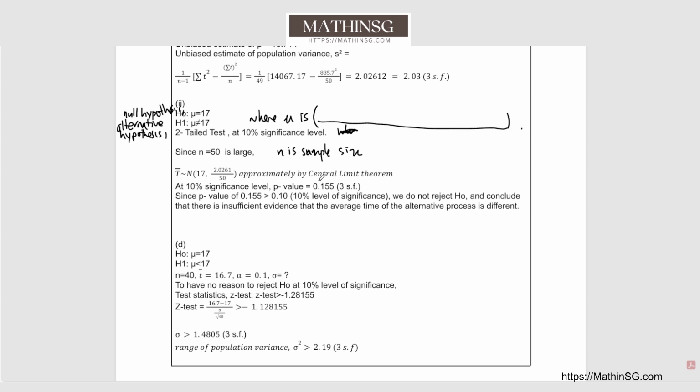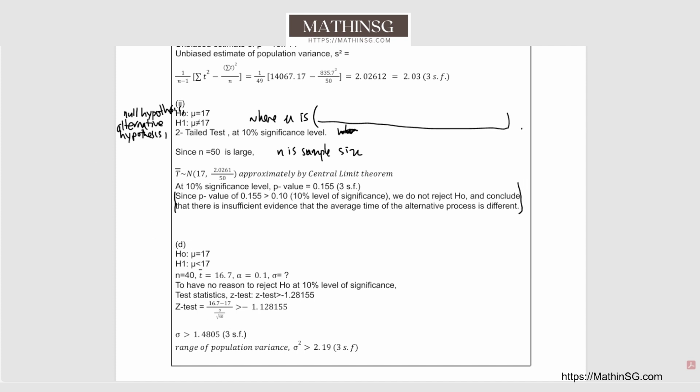Now we'll type everything into your GC to find the p-value, and it is 0.155. 0.155 is 15.5%, right? Since the p-value of 0.155 is greater than 0.1, which is because we are doing 10% level of significance, it means that we do not reject H0 and conclude that there is insufficient evidence that the average time of the alternative process is different. Just memorize how you define this.